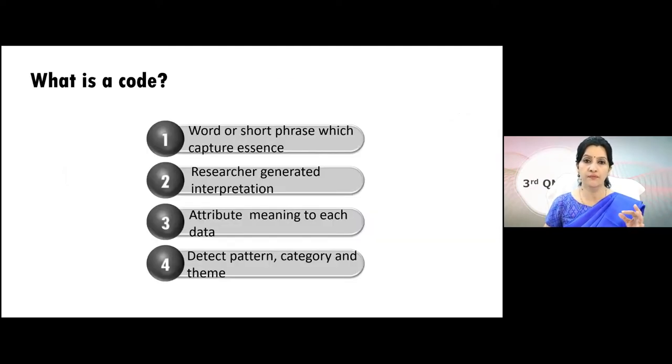So a code is a word or a short phrase. It can be a single word, or it can be a group of a few words, which we call a phrase, which captures the essence of that verbatim for which you are putting the code. And basically, it is researcher generated. So that's why in qualitative analysis, the researcher should also tell about themselves.